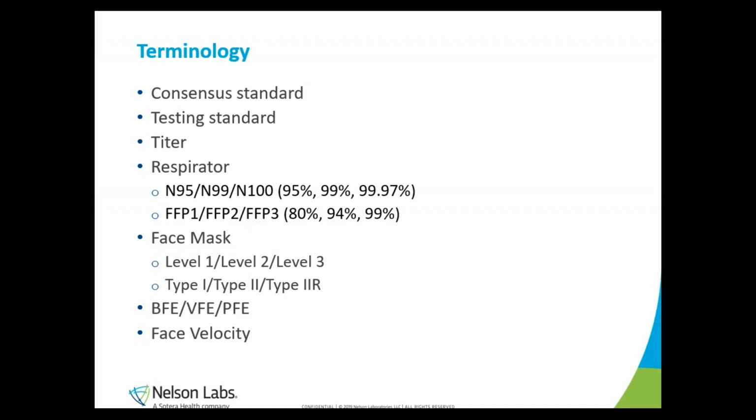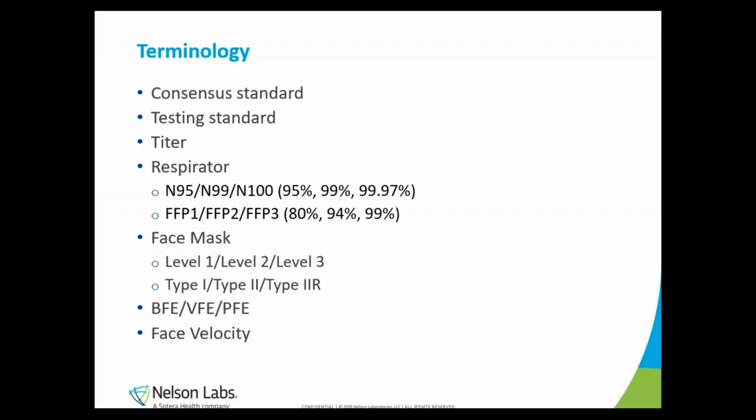A respirator is a mask that fits tight to the face, and it's used to filter breathing air. You can see underneath the respirator a little bit more terminology. N95, N99, and N100 are classifications used by NIOSH to indicate the filtering capacity of the mask. FFP1, FFP2, and FFP3 relate to the European standard for respirator testing, and you can see next to those the filtration percent that they're required to demonstrate in order to have that labeling.